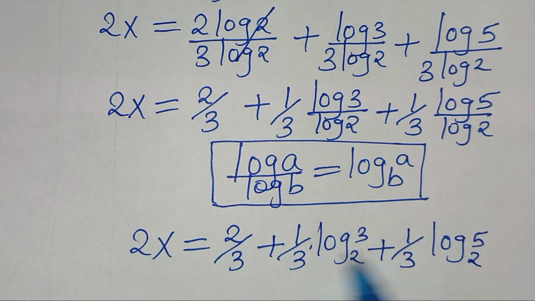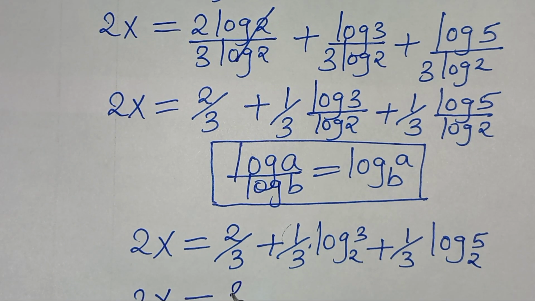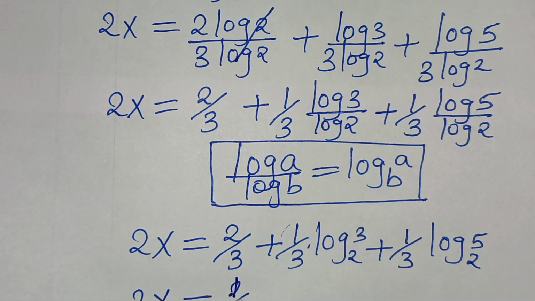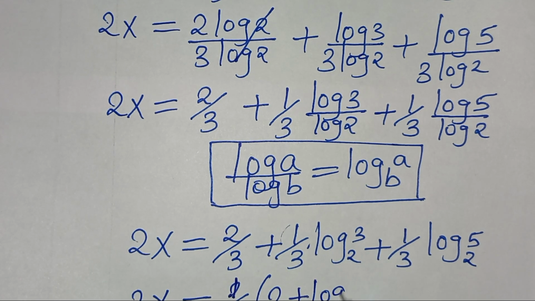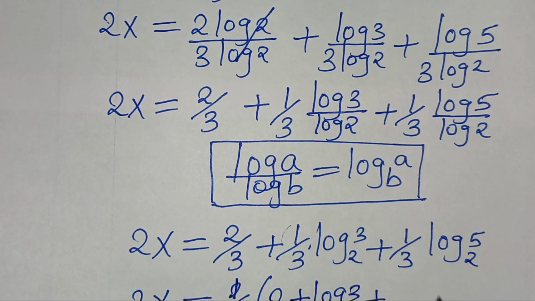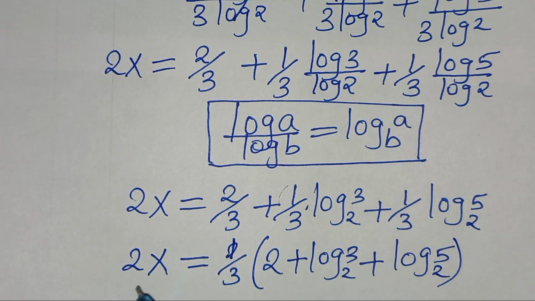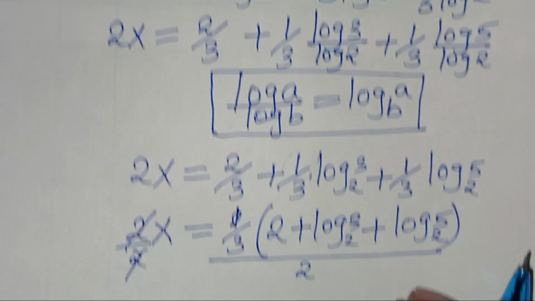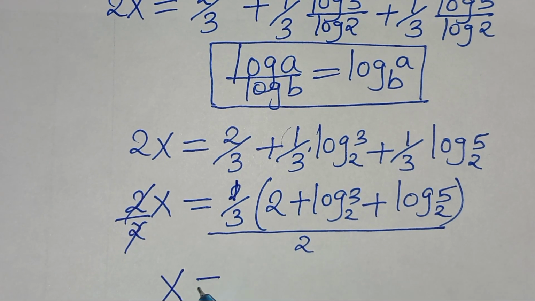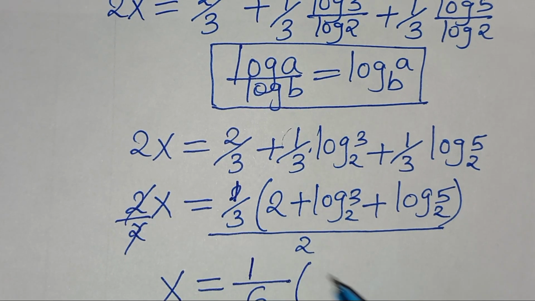But now since a third is common here, we can factor out a third. So we have 2x is equal to 1 over 3 into the parentheses 2 plus log 3 to base 2 plus log 5 to base 2. Now from here we divide both sides by 2, so that now the value of x is equal to 1 over 6 into the parentheses.